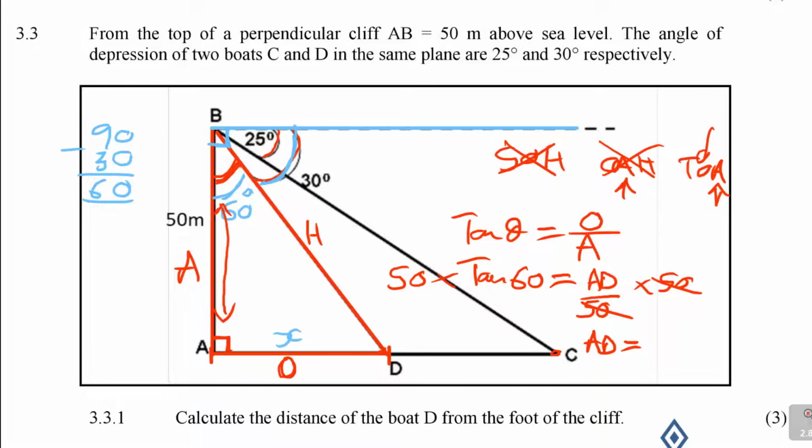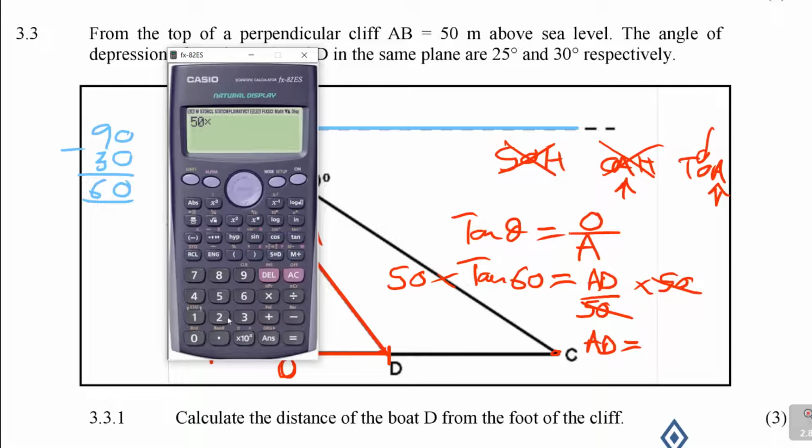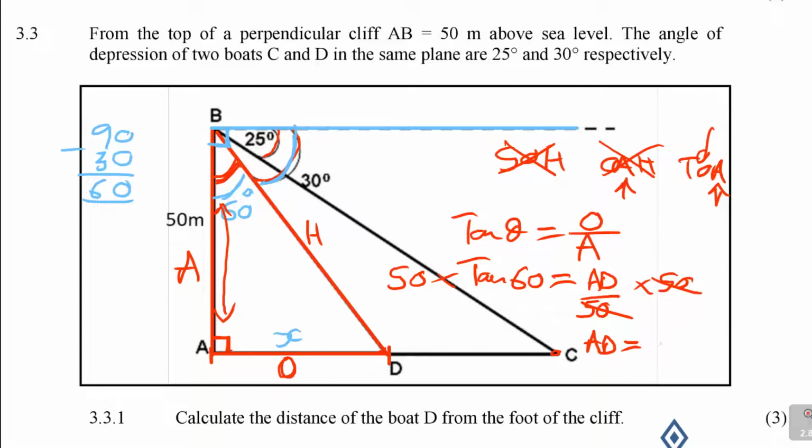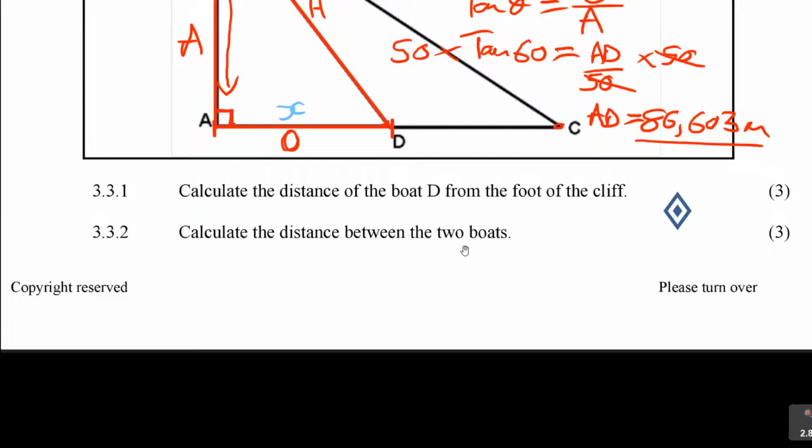That is how you will get the answer: 50 times tan 60. It gives you 50 root 3, which is 86.6025. To 3 decimal places, shift setup 6 in 3 decimal places, it is 86.603. But we're talking about distance here, which is in meters. Are you with me? So that is how you find that distance. And then the next one says calculate the distance between the two boats.